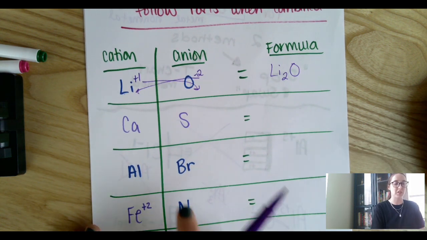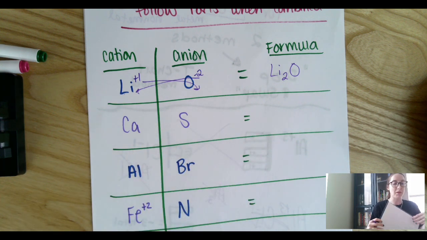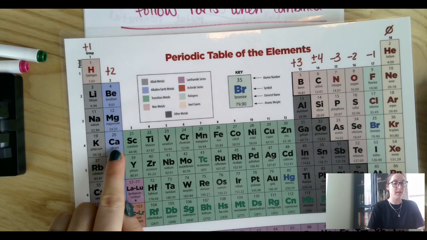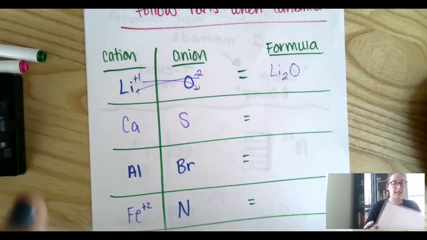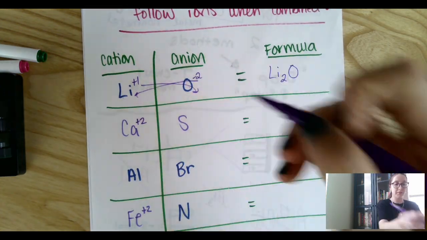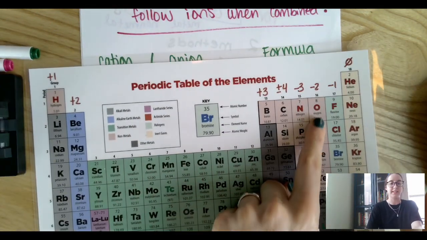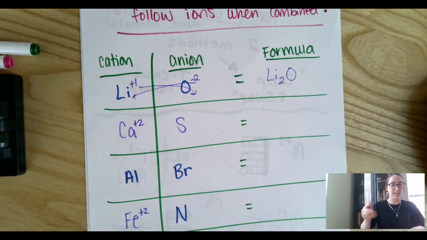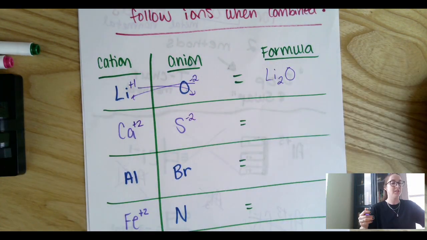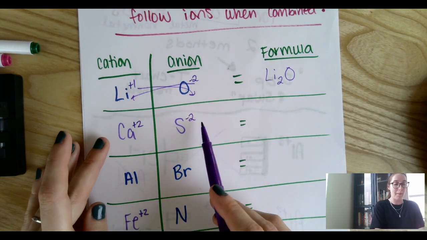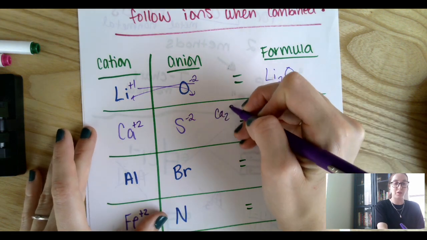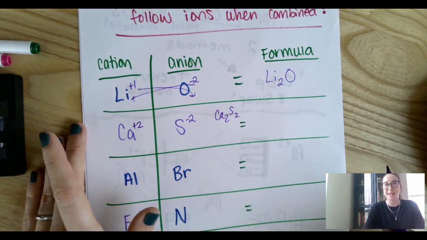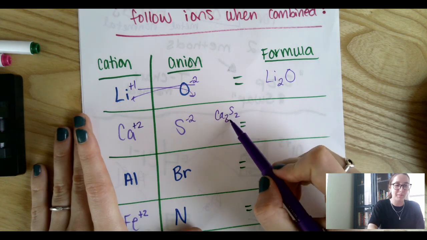Let's do another one. Let's do Ca and S. So find them on the periodic table. Calcium is a +2 charge on the periodic table. And sulfur on the periodic table has a -2 charge, okay? Sulfur is a -2 charge. So +2, -2. I could drop and swap, but then I would have Ca2S2, right? And can I reduce 2? Absolutely. 2 can be divided by 2.